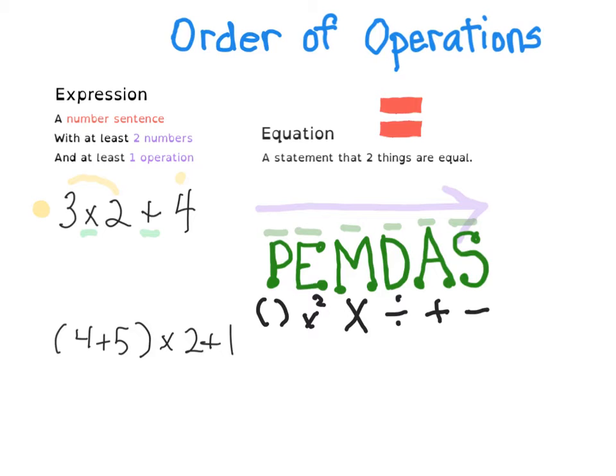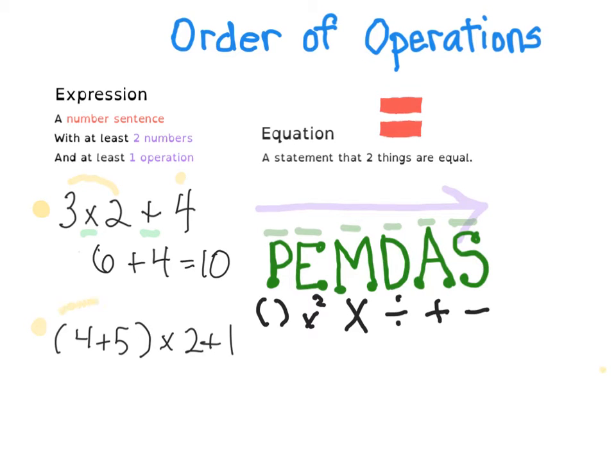If we look at this order, it tells us that multiplication comes before addition. And here we have our multiplication problem, and then we do our addition problem. So 3 times 2 is 6, plus 4 is equal to 10. Let's look at this next problem.